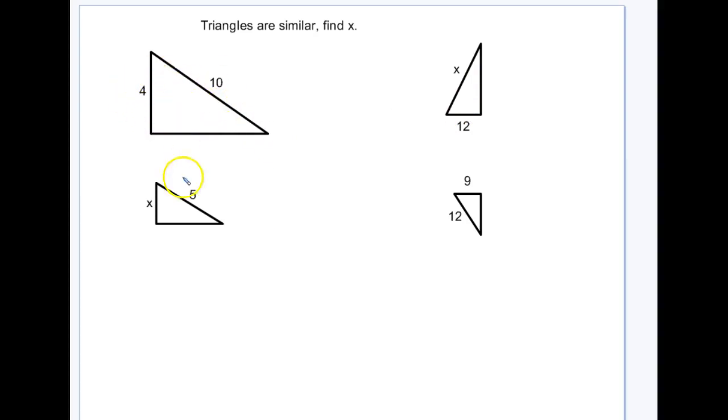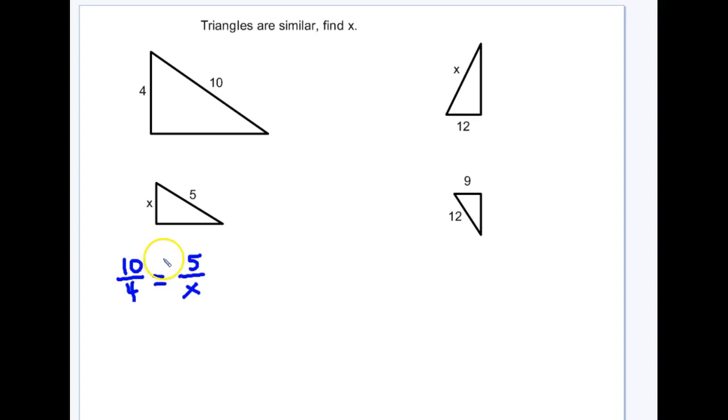So I'm going to look at top and bottom triangles. Here I have 4 and I have x, I have 10 and I have 5. So I'm going to write them up as a proportion, and I need to make sure that I write them up the same way. So I'm going to take my big number over my small number. So I'm going to say 10 over 4. And is it proportionate to this one here? So my big number is 5 over x.